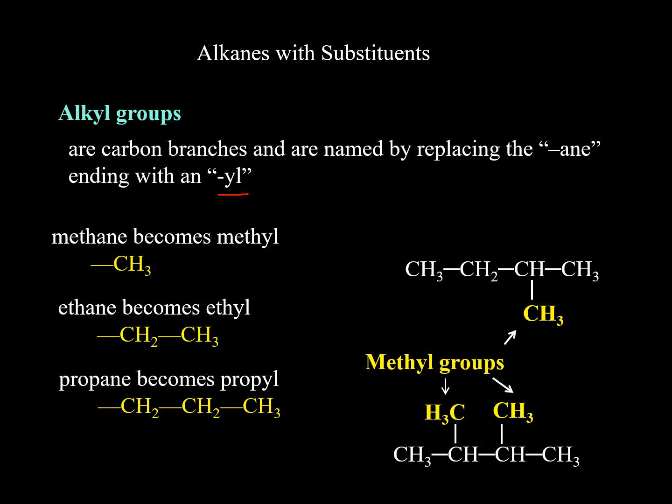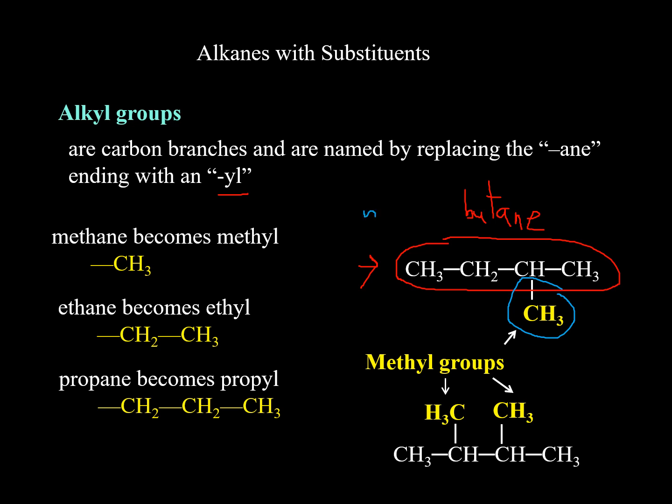So let's look at this example on the right. In this case, you have to find the longest chain. Here's the longest chain, four carbons. So if it's four carbons, we would write butane. And then we have a branch here that's connected to the longest chain. How many carbons are in this branch? It's one carbon, so we write meth. And we have to change the ending to yl. So this is called methylbutane.